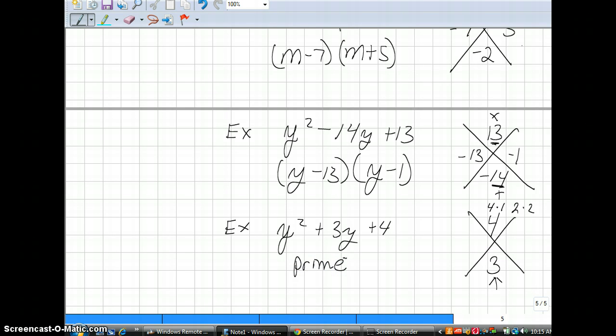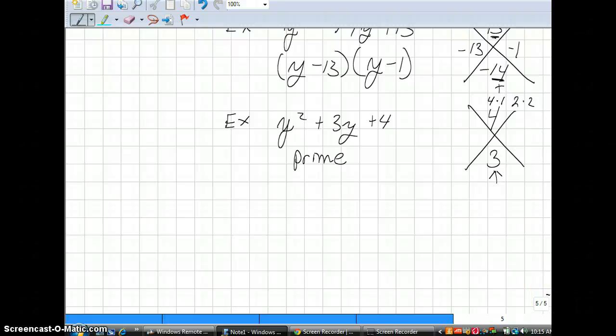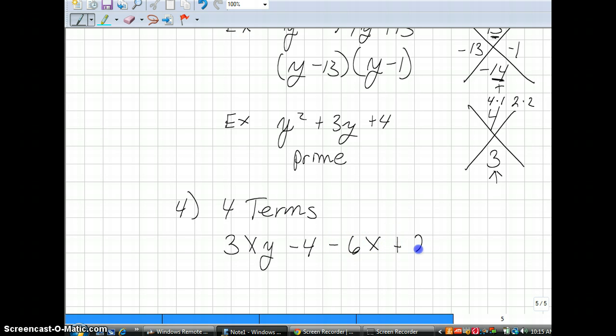Then the last situation that we might have is that there are 4 terms in the polynomial. That might be something like this. We have 3xy minus 4 minus 6x plus 2y.